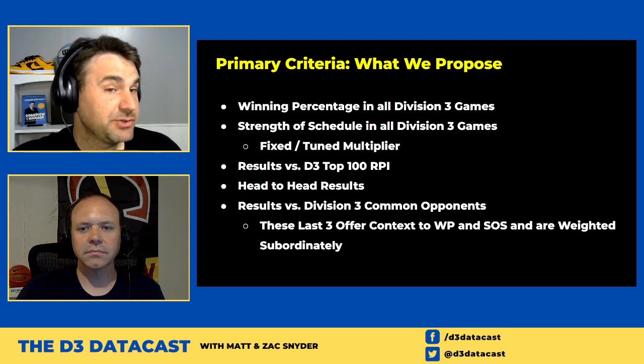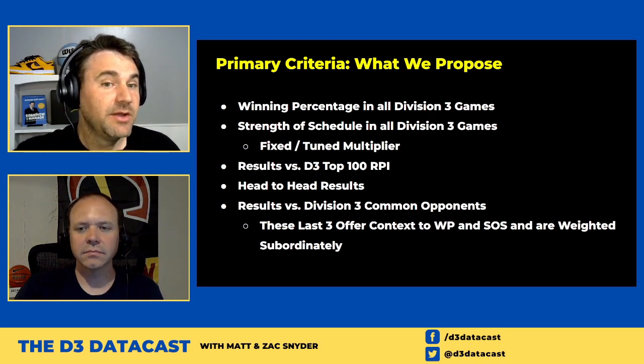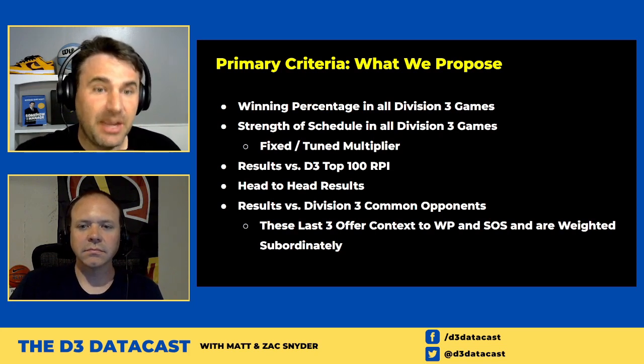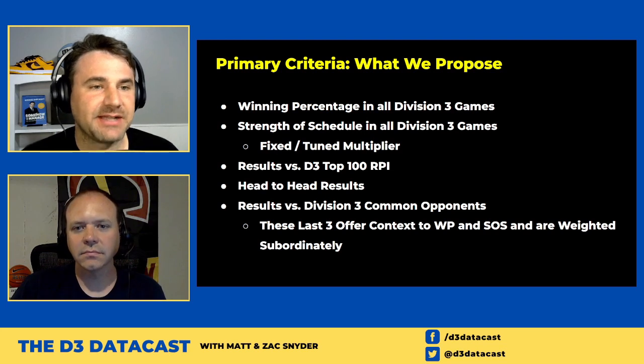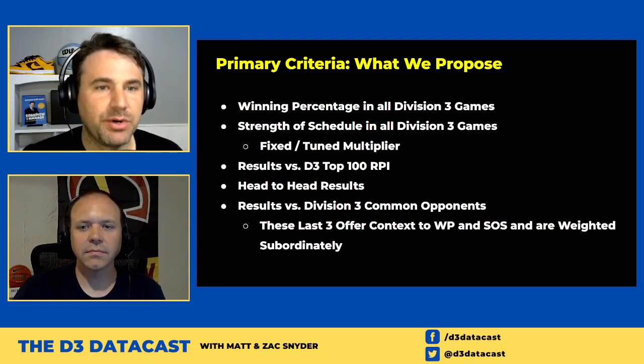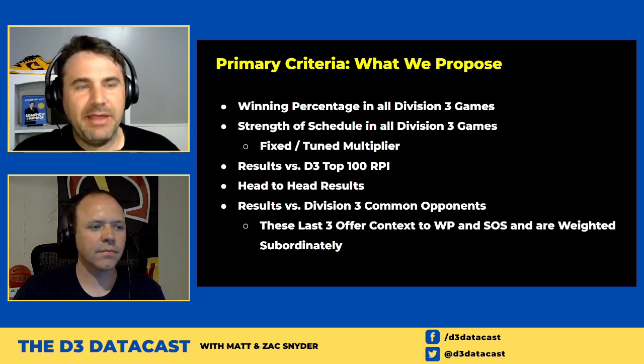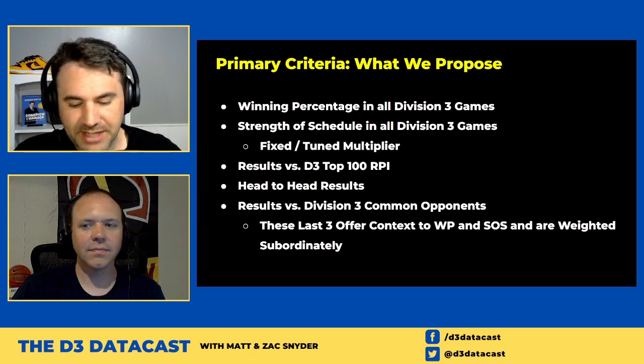And then our results versus top 100 RPI, we kind of our tweaked criteria piece. We want that to add context and flavor. We want to still consider head-to-head results and results versus Division III common opponents. We want these last three to add context and flavor to the winning percentage and strength of schedule. And we want them to kind of be weighted a little bit subordinately to those other pieces of criteria. So that's our tweak. Do you think we made the system better, or do you think we made the system worse, Zach?